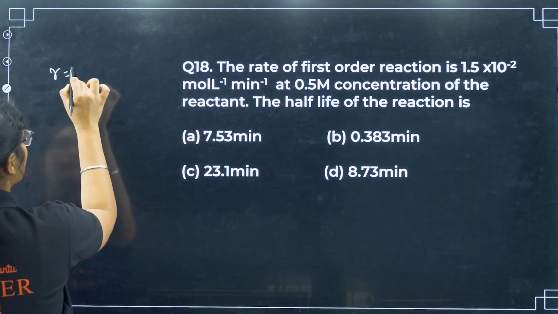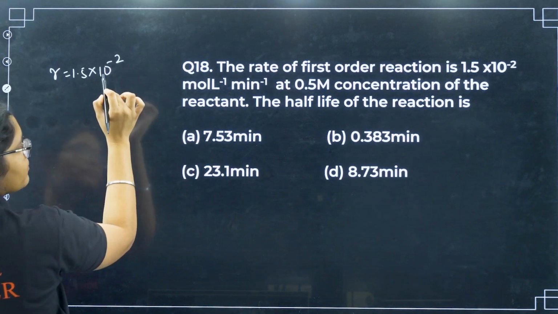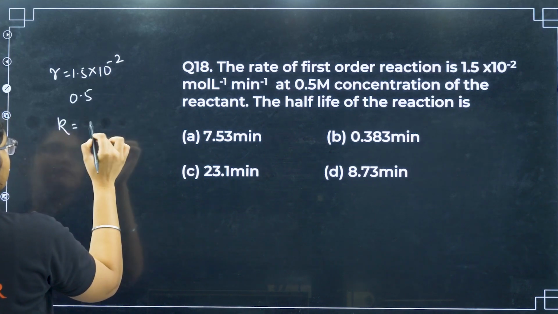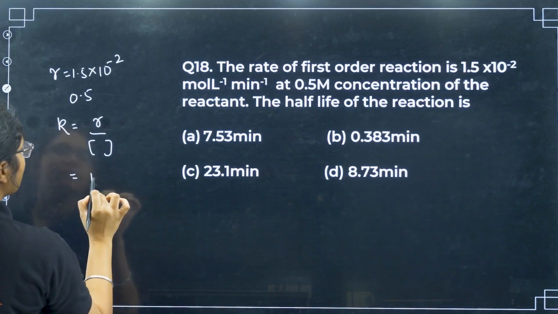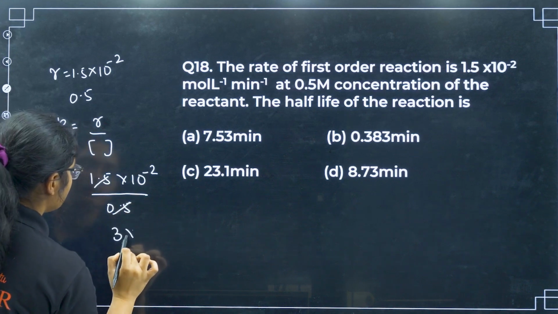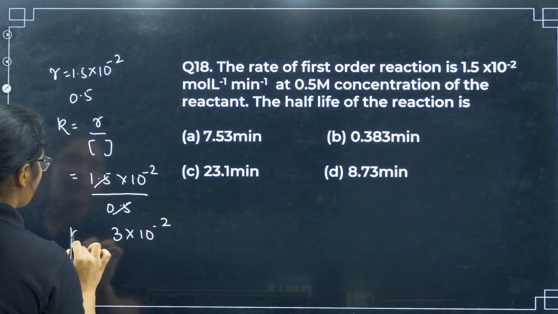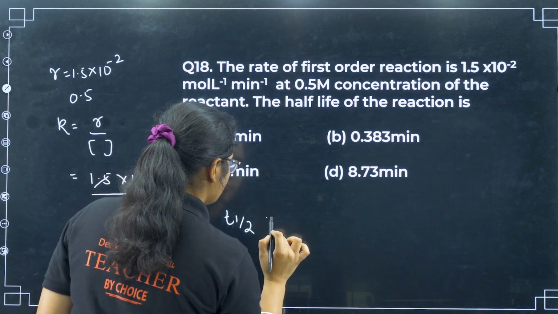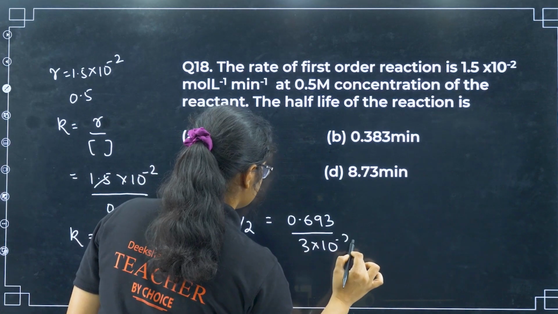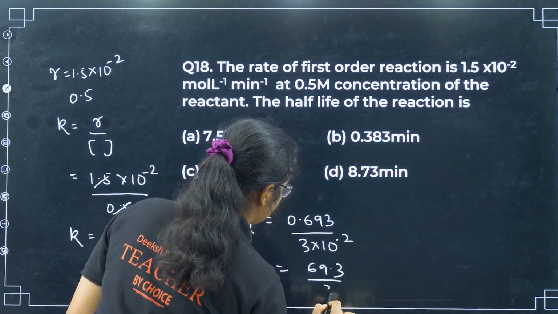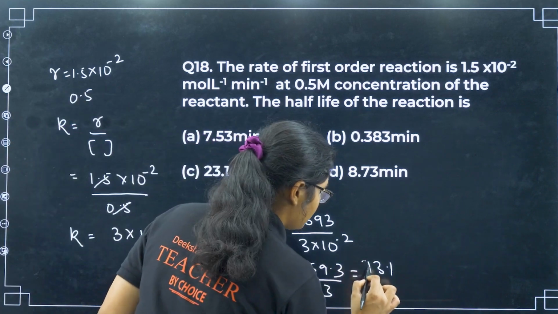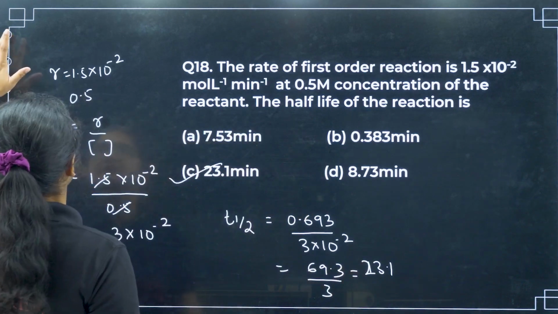Next, the rate of a first order reaction is given. So what is the rate value? 1.5 into 10 to the power of minus 2, and the concentration value is 0.5 molar. What is K then? K will be equal to rate by concentration. So 1.5 into 10 to the power of minus 2 divided by 0.5. So that is 3 into 10 to the power of minus 2. That is the value of K. Now what is t half? T half formula is 0.693 by K. That is 3 into 10 to the power of minus 2. So that is 69.3 divided by 3. It will be 23.1. So that is why option number C here.